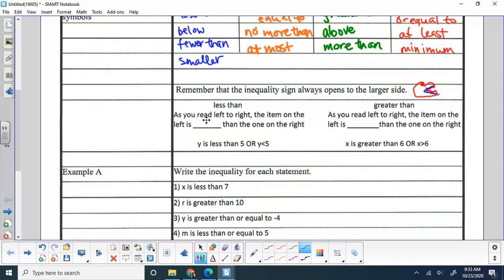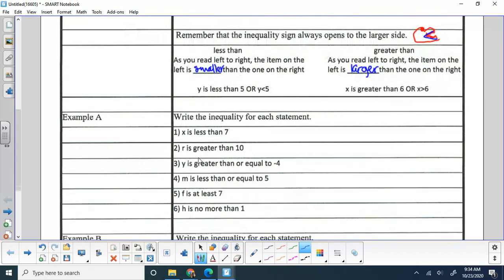So here we have a couple more ideas using these words. We have less than. As you read left to right, the item on the left is smaller than the item on the right. A greater than symbol would be, as you read from left to right, the item on the left is larger than the one on the right. Okay, so in the first one, y is less than 5, and then the other one is x is greater than 6, with the opening up that direction.